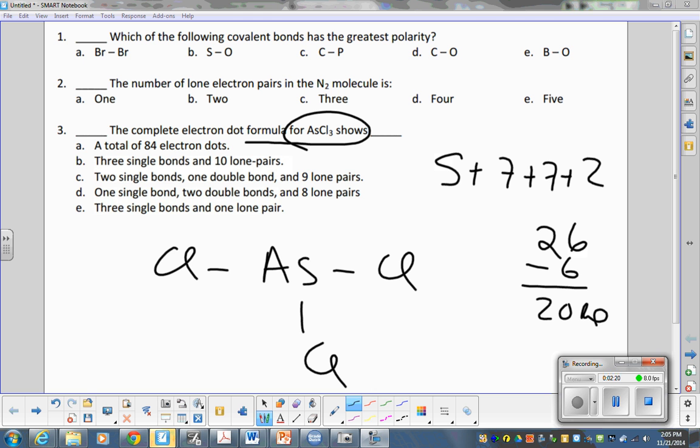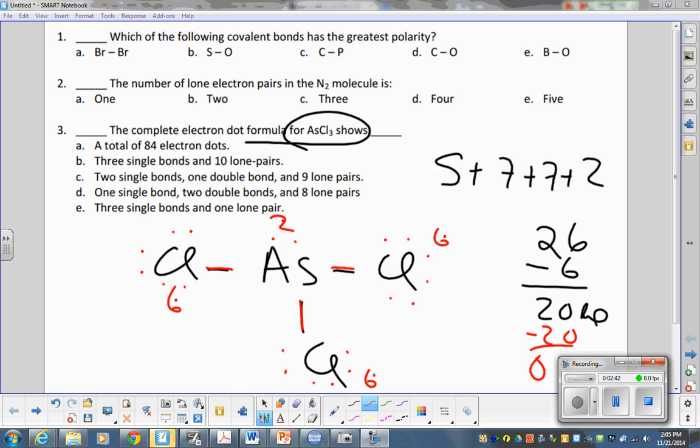Then when I look at needed, it's going to be 6 here, 6 and 6 for the outside. This has 2, 4, 6, so it only needs 2 more. So 6 plus 6 plus 6 plus 2 is going to be 20. 20 minus 20 is 0. So all single bonds. Then I just put the dots. So I have the dots in here, dots in here, dots there.